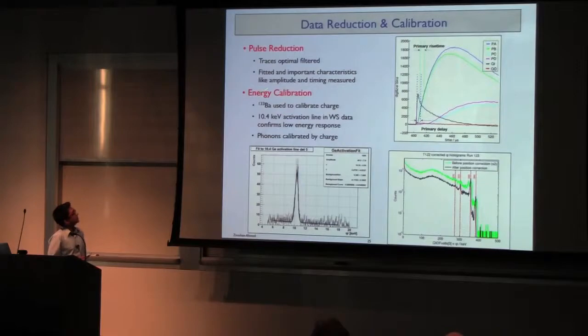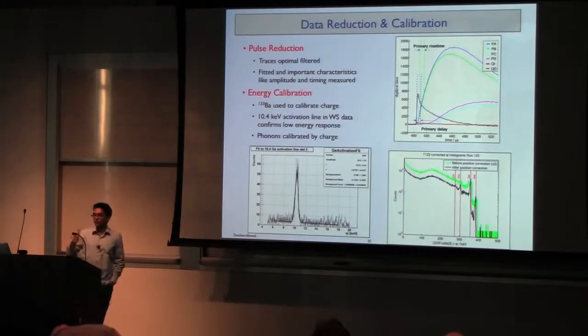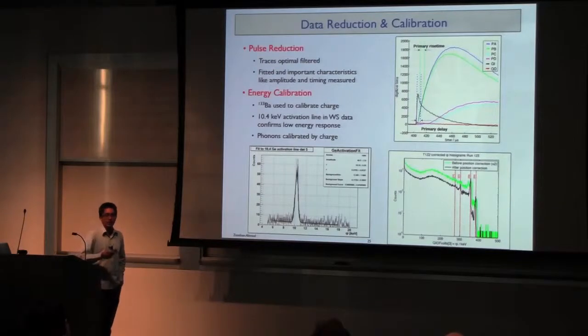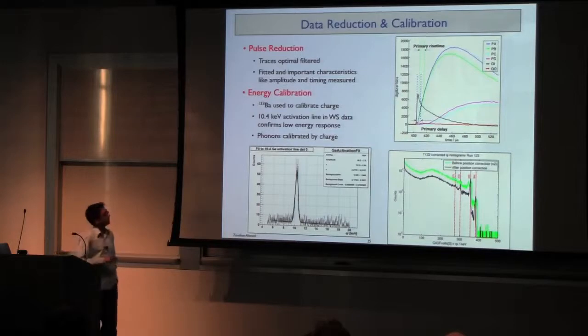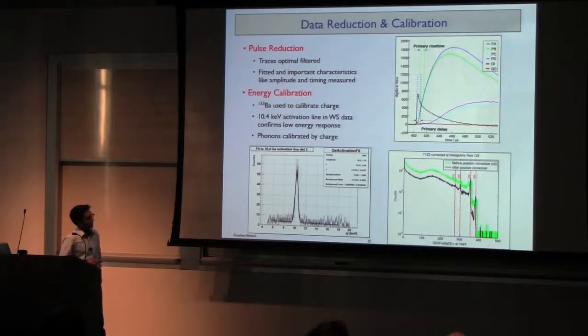Data reduction. This is the standard stuff. You take your pulses and optimal filter them. If you know what your noise looks like, you can de-weight that noise and fit pulses. And if you have a nice pulse, you can then make measurements on it, things we care about, like timing parameters or the amplitude of the pulse. This way you've reduced terabytes and terabytes of data to just gigabytes.